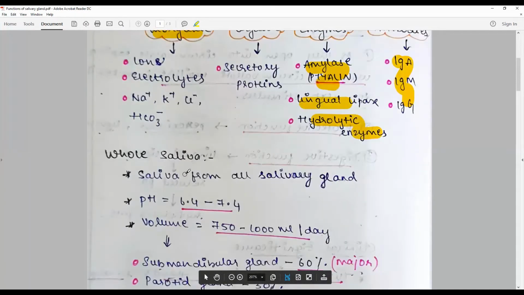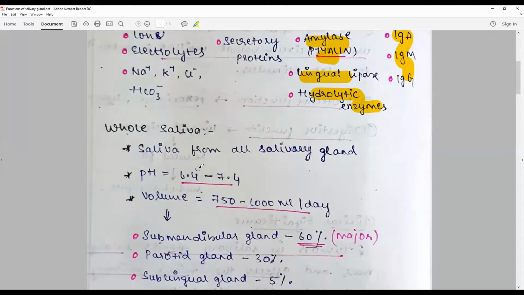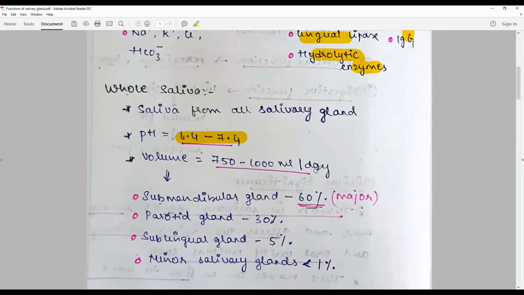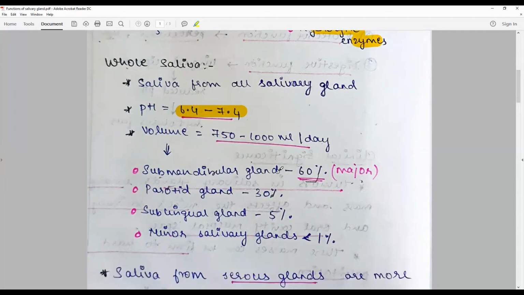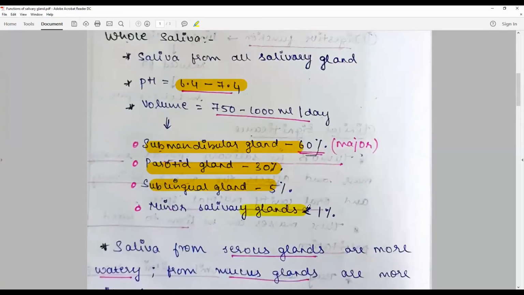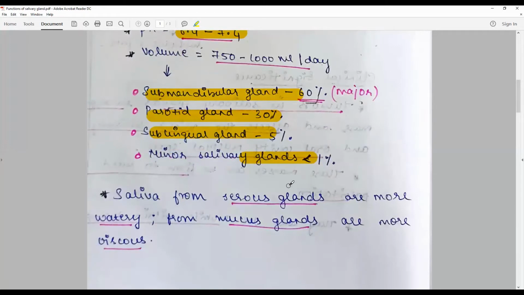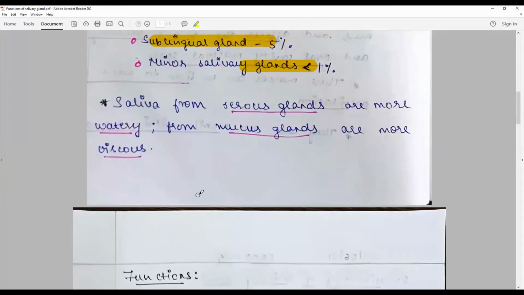The whole saliva is secreted from all salivary glands. It's a composite with a pH of 6.4 to 7.4, which directly affects its function. About 750 to 1000 ml per day is secreted, of which the majority is by the submandibular gland, about 60%, and the parotid gland is 30%, sublingual is 5%, minor salivary glands less than 1%. The salivary glands with serous components are more watery, and mucous glands are more viscous and contain more formed elements.